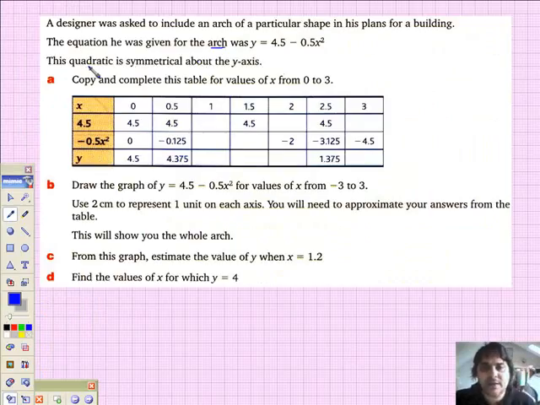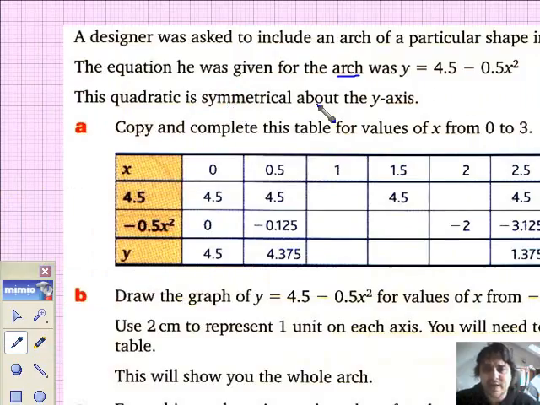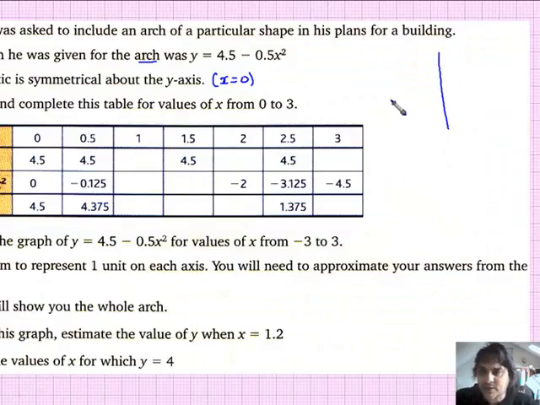Alright? This quadratic equation is symmetrical about the y-axis. In other words, the line x equals 0. If it's symmetrical, they've told us this for a reason. Alright? So we've got something that's going to look a little bit like that. There's the y, there's the x. And it's going to go whoosh, hit the maximum point and come down.